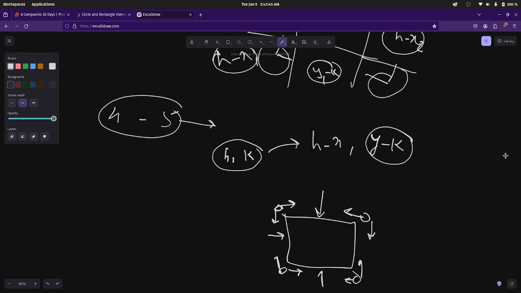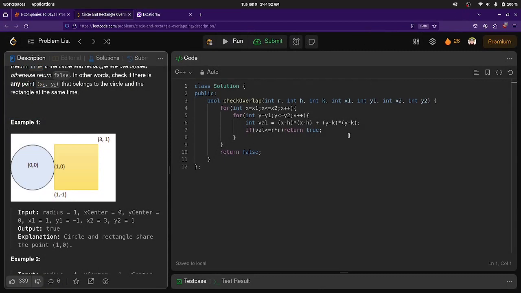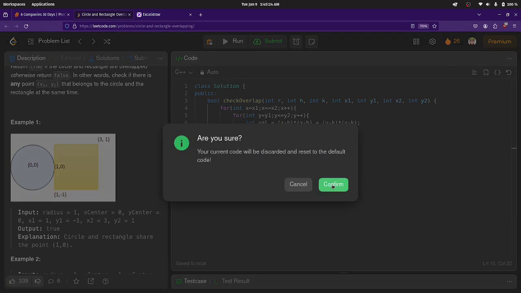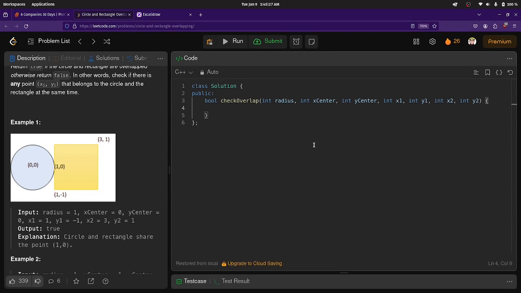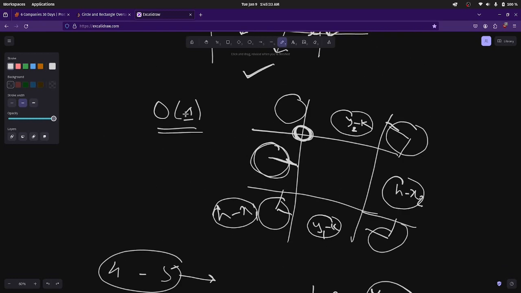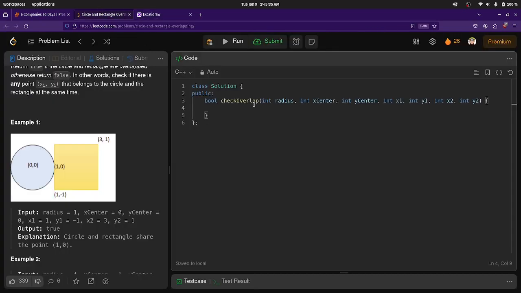ओके, so let's code it. Okay, so let's code the solution. So I'm removing this brute force solution, and I will write a code for the optimized one. Yes, confirm. So what were we doing? हम दो चीज़ कर रहे थे। हम पहले चेक कर रहे थे कि ये h और k लाई किधर कर रहा है। So okay, if h is greater than x1. So that distance x, we need to define that first. Okay, so let's say int dx comma dy.